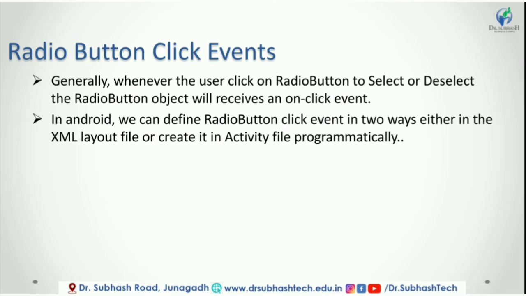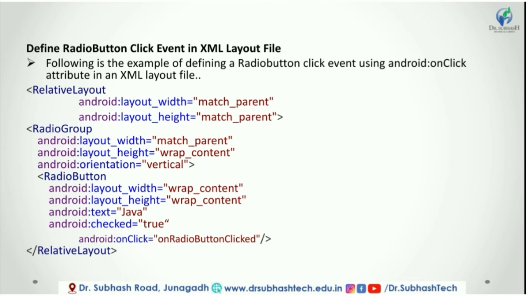Now we will learn how to handle events of a radio button. Generally, whenever the user clicks on a radio button to select or deselect, the radio button object will receive an onClick event. In Android, we can define the radio button click event in two ways, either in the XML layout file or programmatically in the activity file. The first way is to define the radio button click event in the XML layout file.